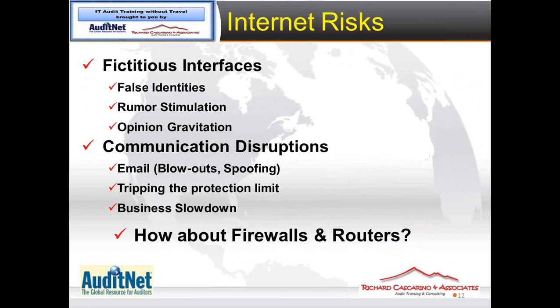And another 10% is wrong, just plain wrong. So all of those are risks through fictitious interfaces. Communication disruption, because we have become so dependent on our emails, our social media, our Twitters of this world, you're sitting open to disruptions of those communications, either through blowouts or spoofing of emails.